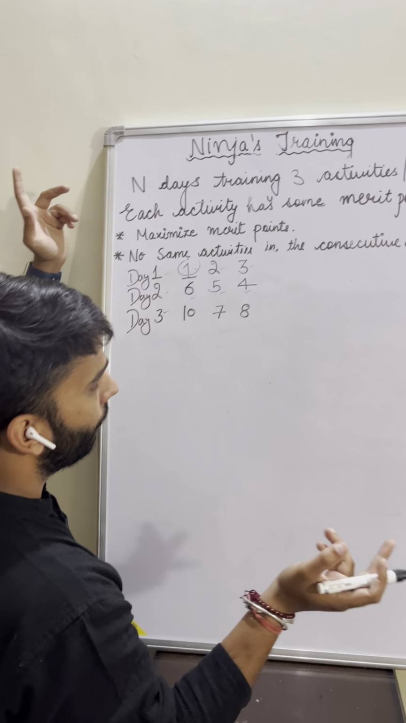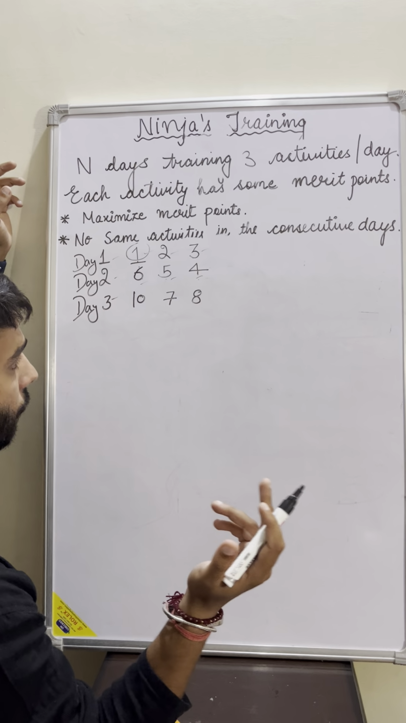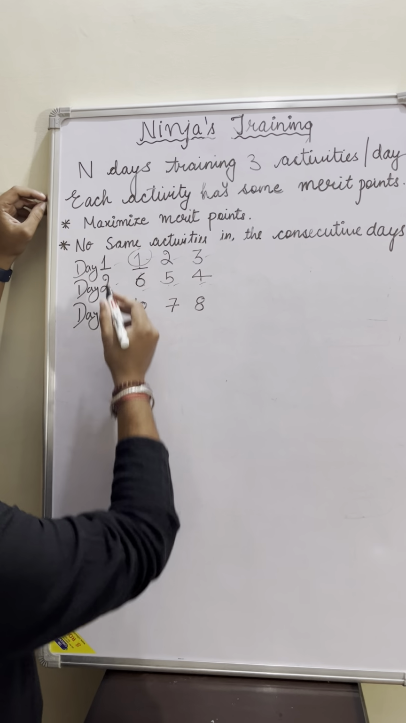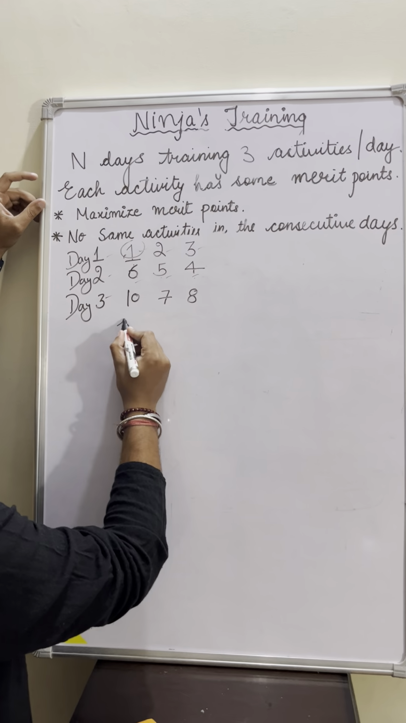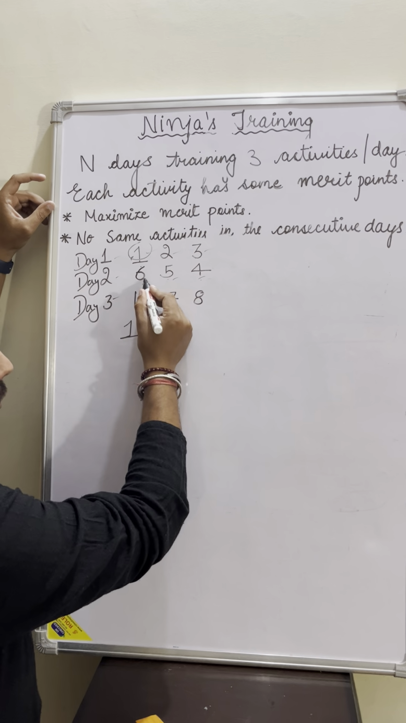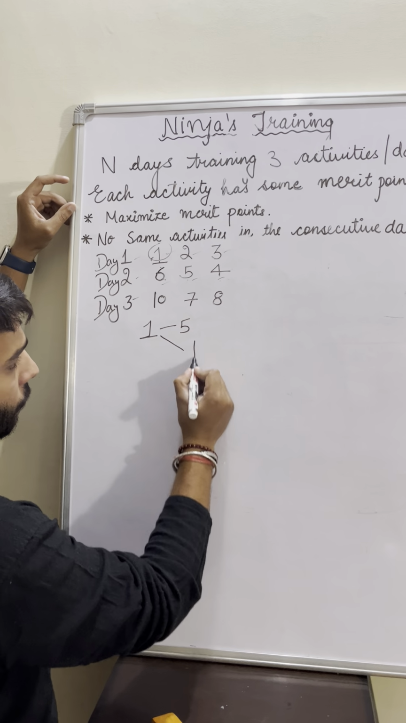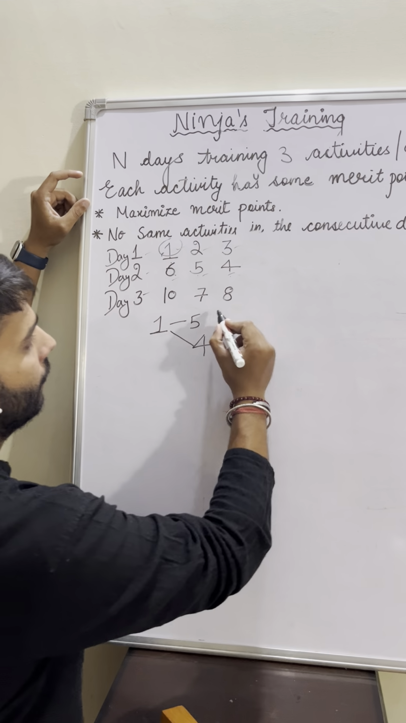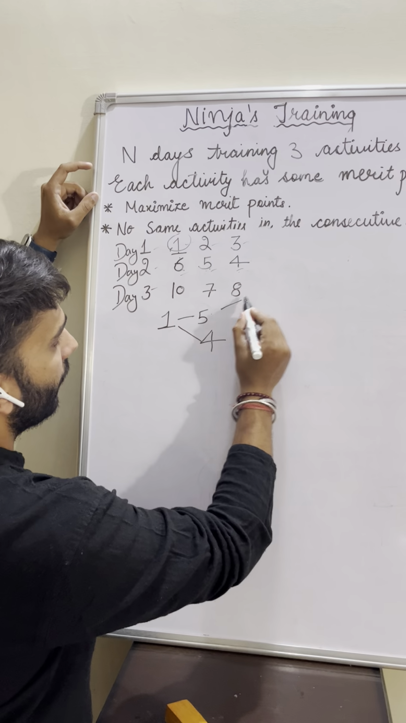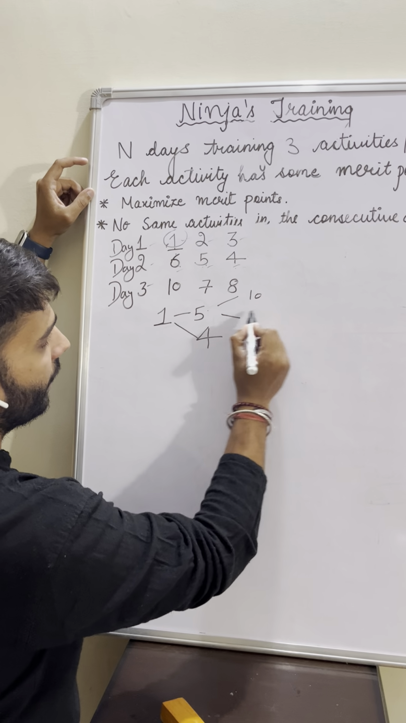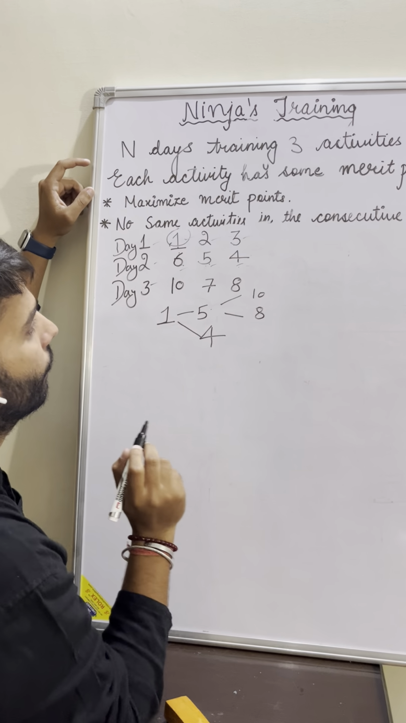Let's go with a very naive approach, which is called the brute force approach, right? So start with day 1. Suppose we choose 1. On the next day we can't choose 6. We either need to choose 5 or we need to choose 4, right? If we choose 5, then we can either choose 10 or we can choose 8, right?